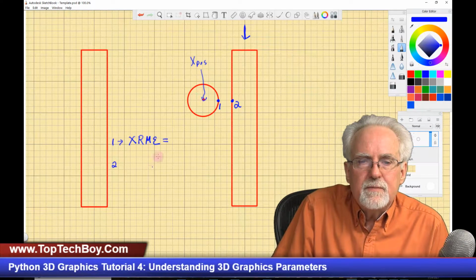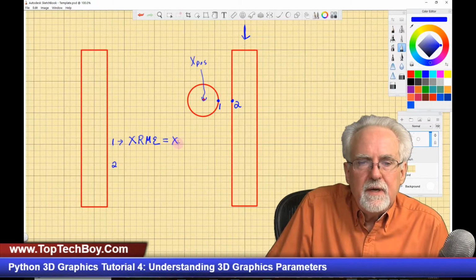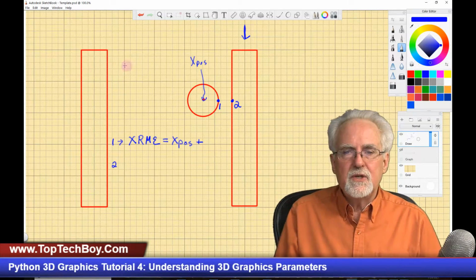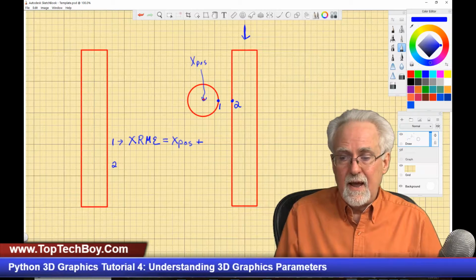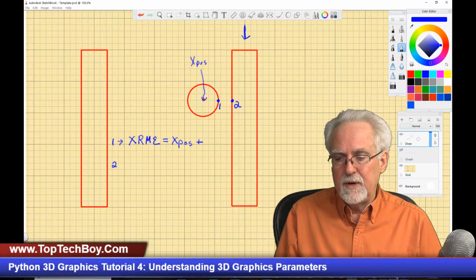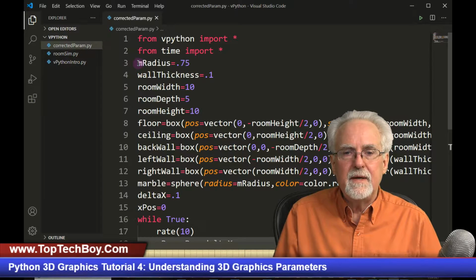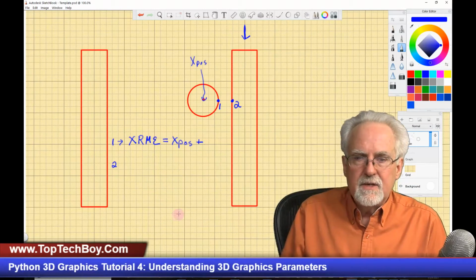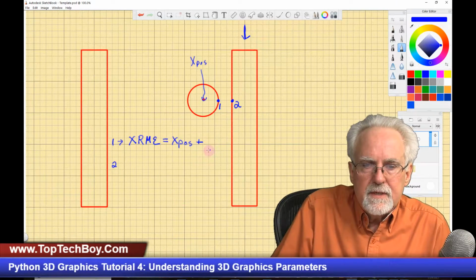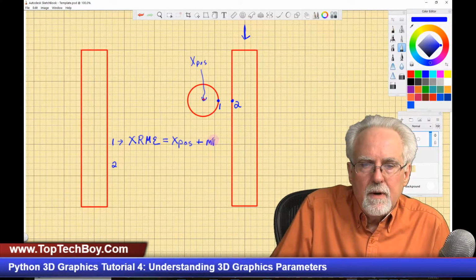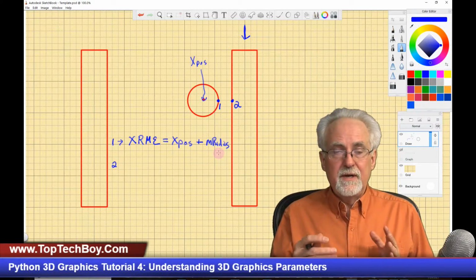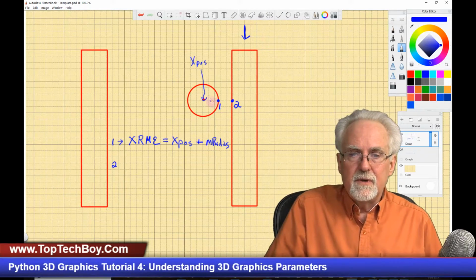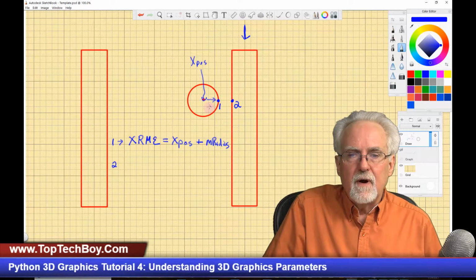Well, if this is x position, that is going to be x position, but then it is going to be plus what? Half the diameter. Half the diameter is the radius, and what we got to recognize is that's already a parameter. That is m radius. And so this is going to be x position plus m radius. Notice that we are not going to have to divide radius by 2 because the radius is just the distance from there to there.